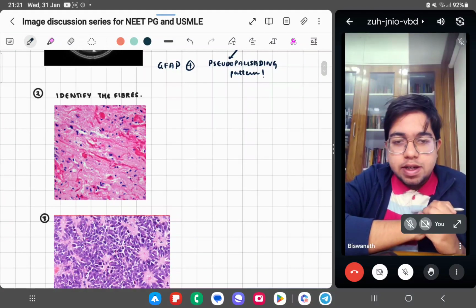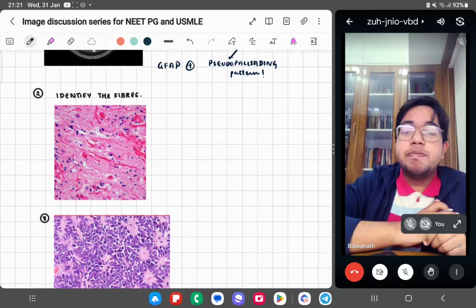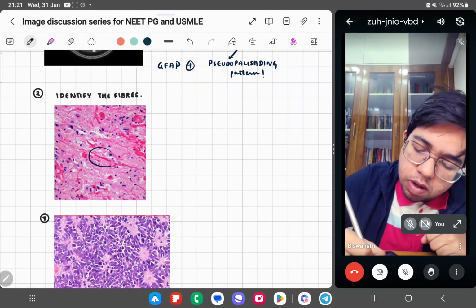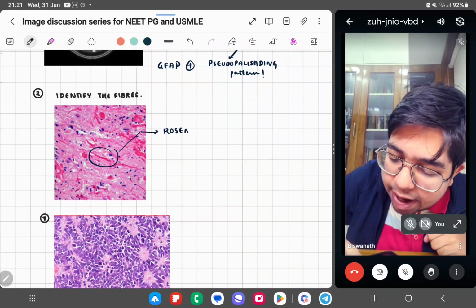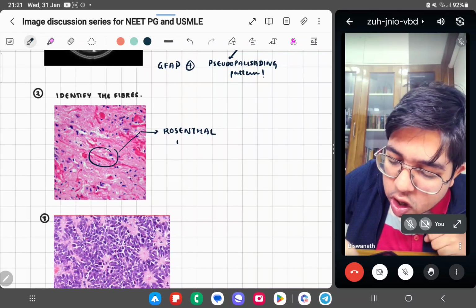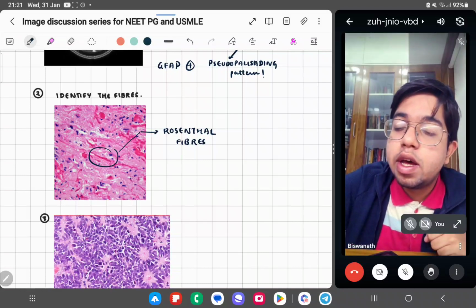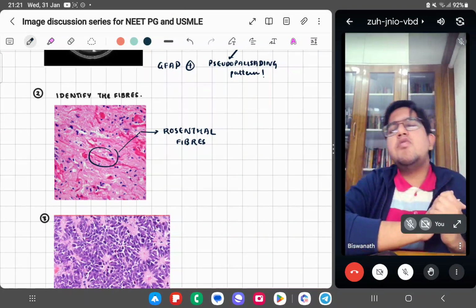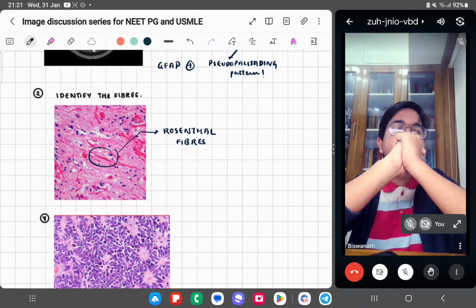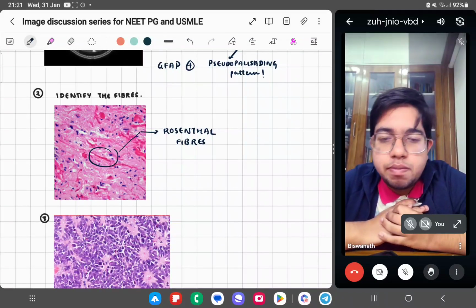Identify the fibers. It's a very characteristic fiber. You can just look and see. Tell it if you know. This one is your Rosenthal fibers. And can you say in which disorder Rosenthal fibers must be present? Any disorder that comes to your mind.